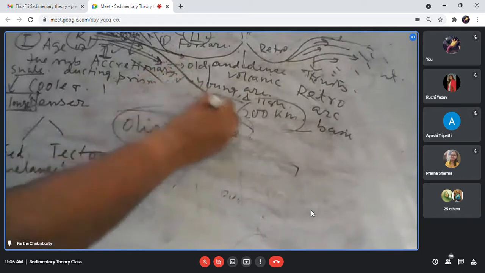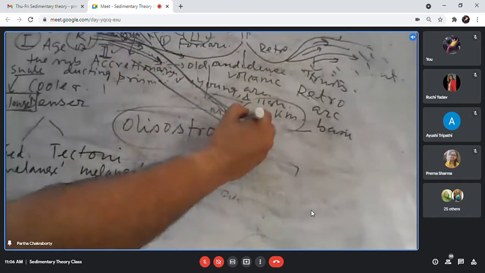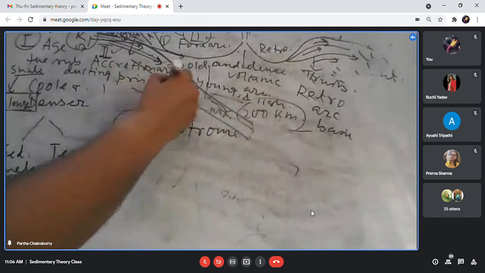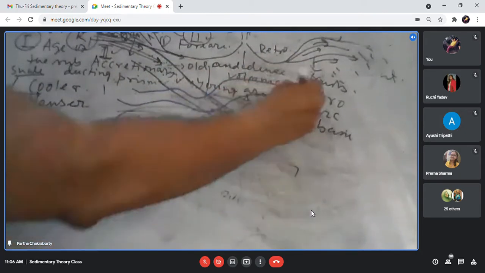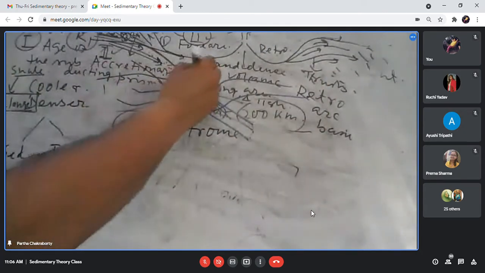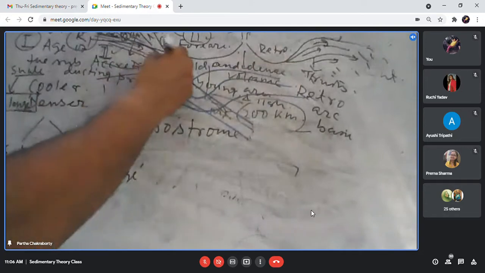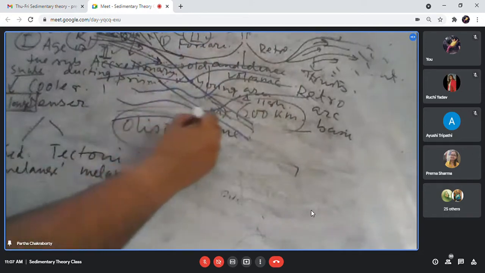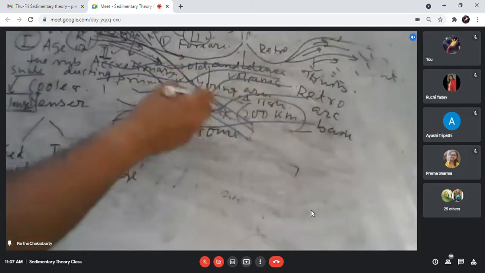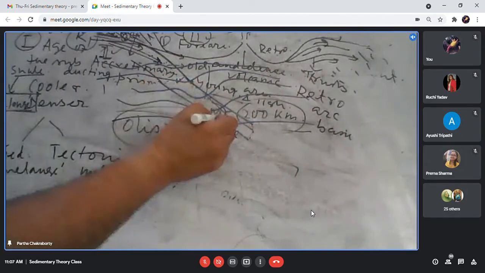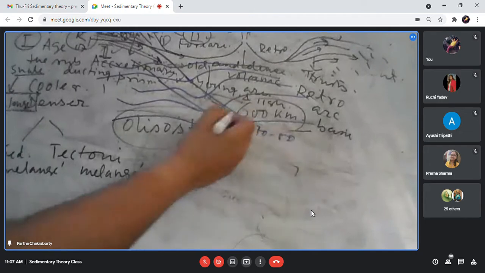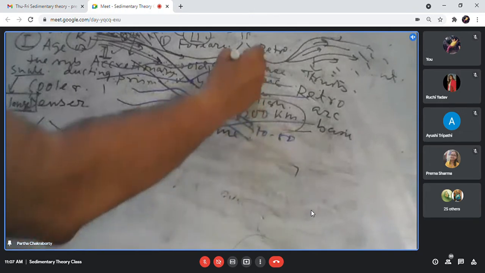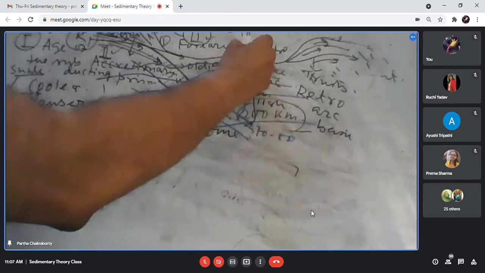So if this is the plate, there is a geotherm. This is how the geotherm goes. You understand geotherm, right? Yes, sir. So when it reaches 30 to 70 to 80 kilometers, this plate then starts producing melt.